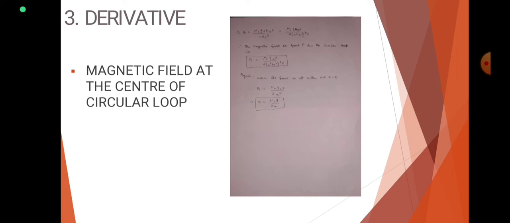Here we have taken the number of turns as only 1, but when we have n number of turns, we can multiply both the equations with n for n number of turns in a circular loop. Moving on to the next.